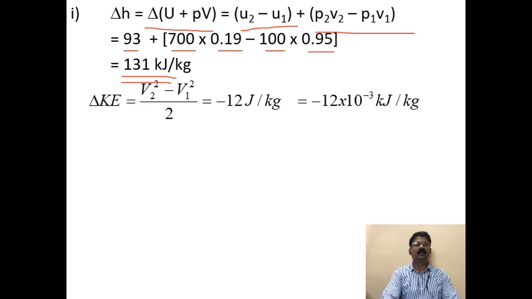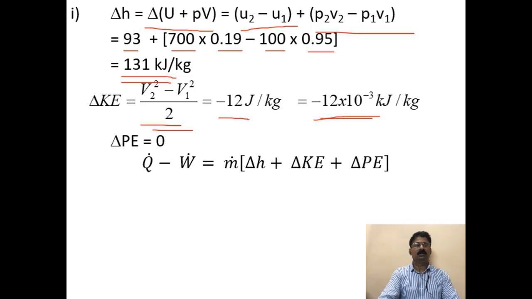Similarly, if you calculate delta KE, that is V2 square minus V1 square by 2. In fact, this is in joules per kg. So you will get minus 12. You divide it by 1000, so you will get minus 12 into 10 to the power minus 3 kilojoules per kg. Or directly you can take 2000 here also. In place of 2, you can take 2000 directly. Then you will get directly in kilojoules per kg. Delta PE is equal to 0.